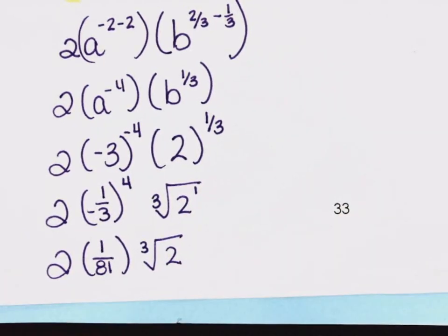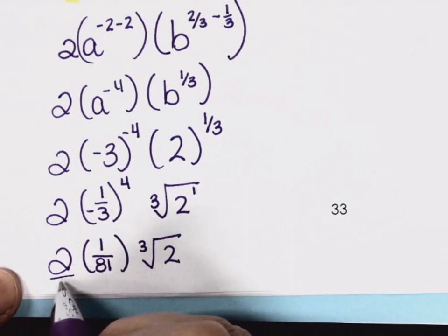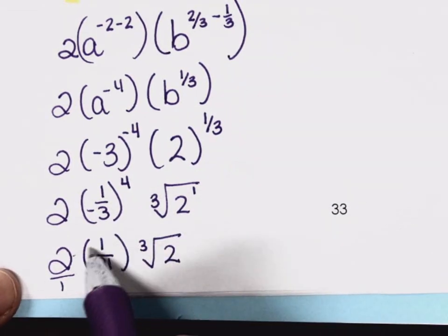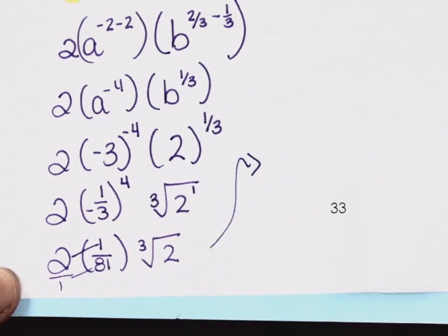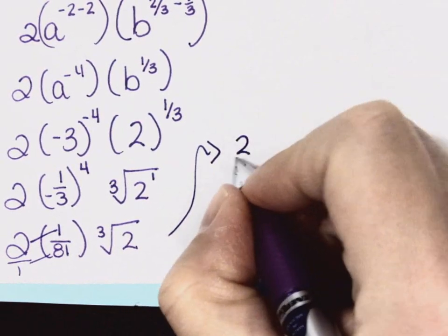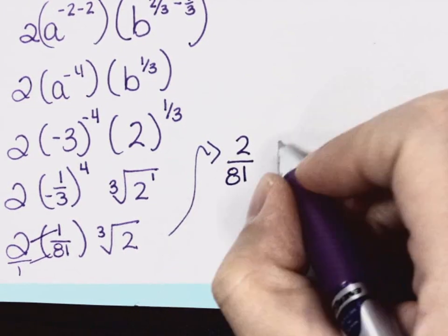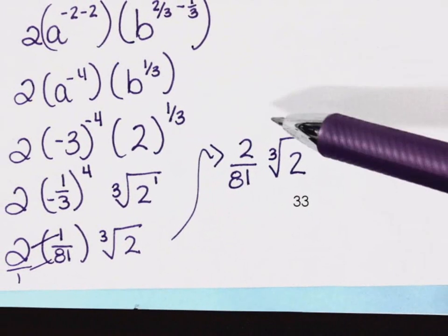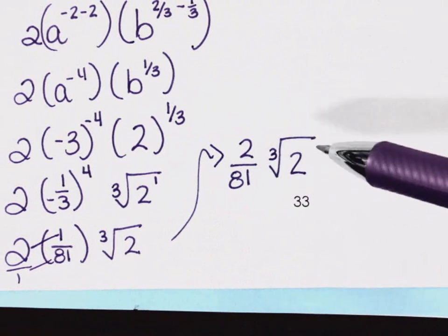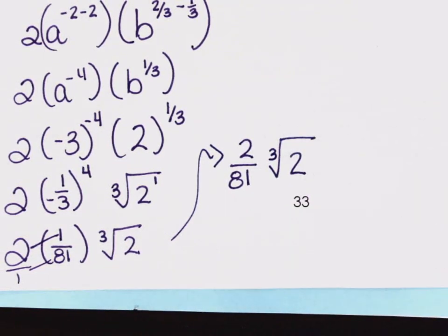Okay, that kind of looks messy. And we talked about this, remember this was 2 over 1. So if we multiply these fractions straight across the top, straight across the bottom, I'm just going to move over here, and we're going to get 2 over 81 times the cube root of 2. So I have a coefficient of 2 over 81, and I have the cube root of 2. And I think I'm going to stop here.